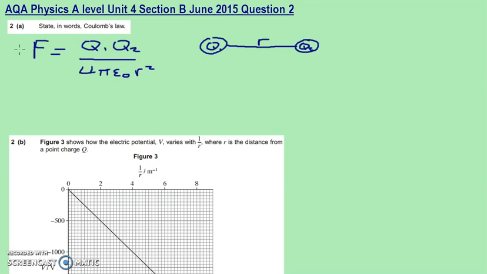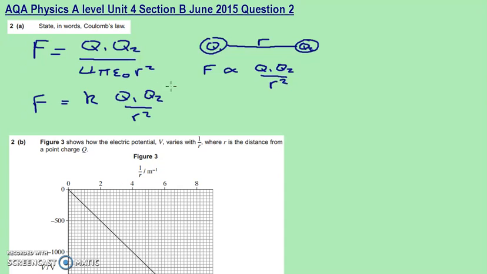So what we can do is, if we take out all of the constants, there's a constant in front, so it looks like F equals K, a constant, Q1 Q2 over r squared, or force is proportional to Q1 Q2 all over r squared.